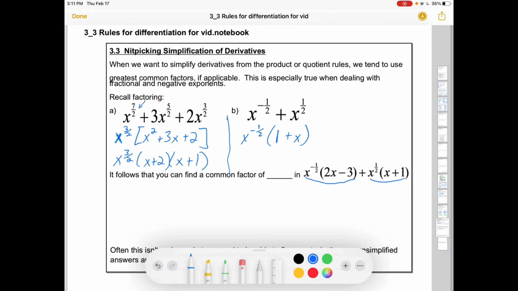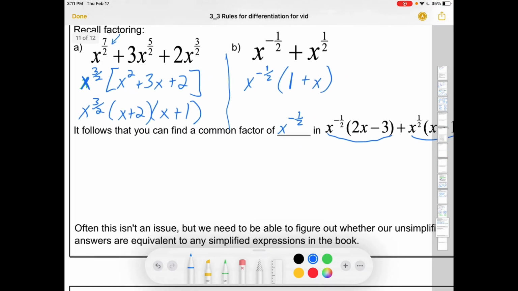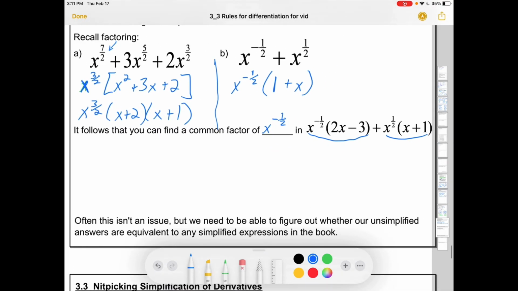So it follows that if you have something like this, that really there is a common factor that you can take out. You can take out x to the negative a half because they have x's out front. And when you do that, let's see what we get. X to the negative a half comes out, so we end up with 2x minus 3 plus, the power on this one right here will go up by 1, so it becomes x by x plus 1.